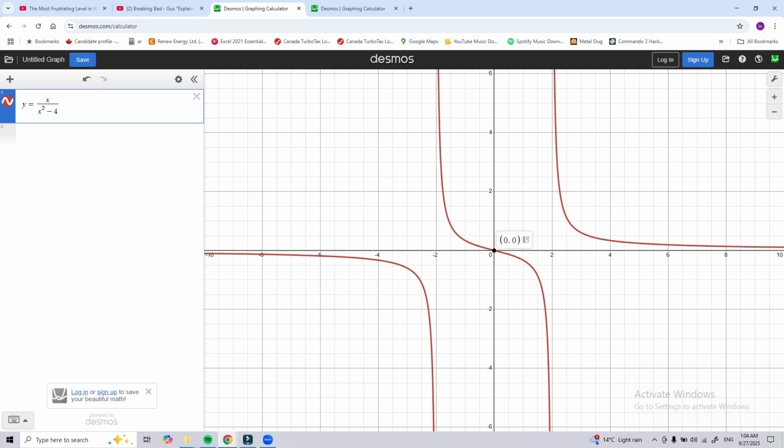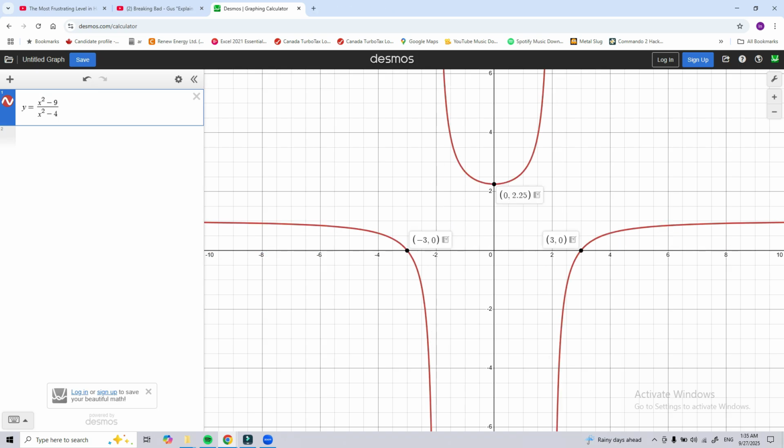Yes. The concavity: it's concave down from negative infinity to negative 2, then it becomes concave up from negative 2 to 0, then concave down from 0 to 2, and then concave up from 2 to infinity. The origin is our only inflection point. Everything that I described is consistent with the graph Desmos provided.